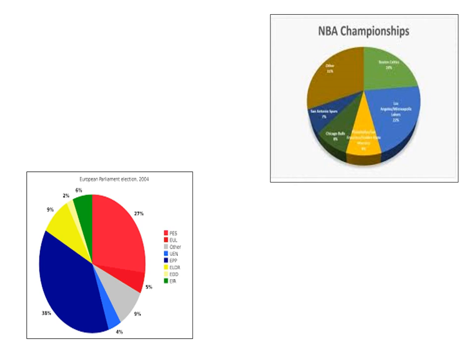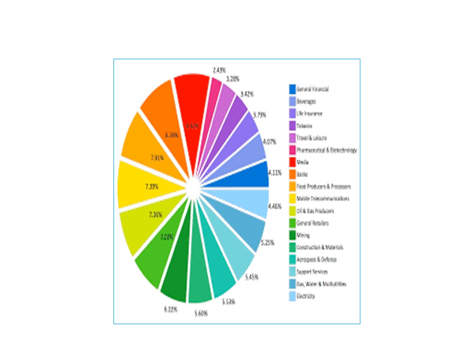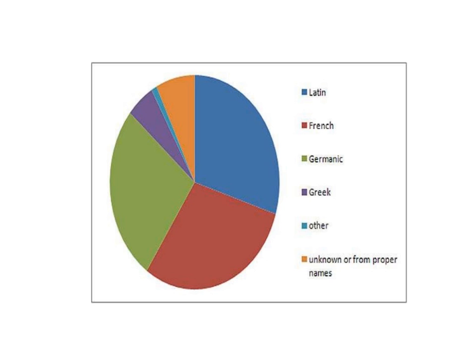These are the other examples for the pie chart. One depicts the European Parliament election 2004. Another one presents the NBA championships. This is a language pie chart. By seeing this pie chart, we can come to know the proportion of the languages: Latin, French, Germanic, Greek, other, unknown or from proper names.